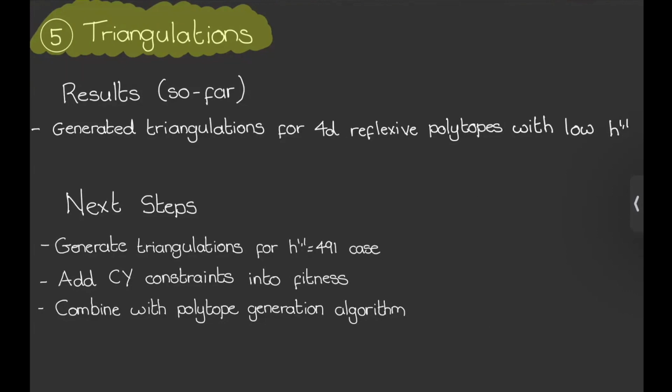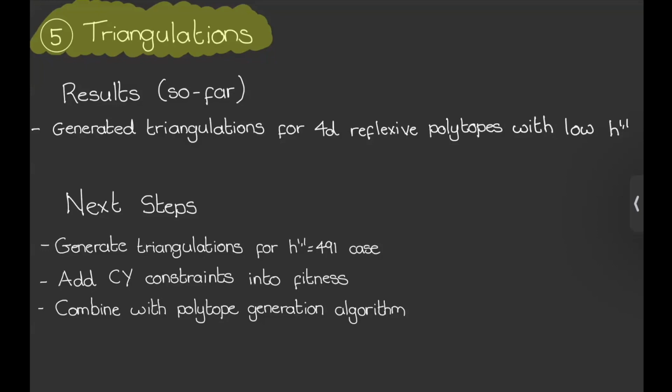Again, as I said at the beginning, this is a work in progress. We've managed to get this algorithm running, and it is able to generate triangulations of the 4D reflexive polytopes with low Hodge number h11. So these are the small polytopes. We now want to see if we can do this for the larger polytopes.